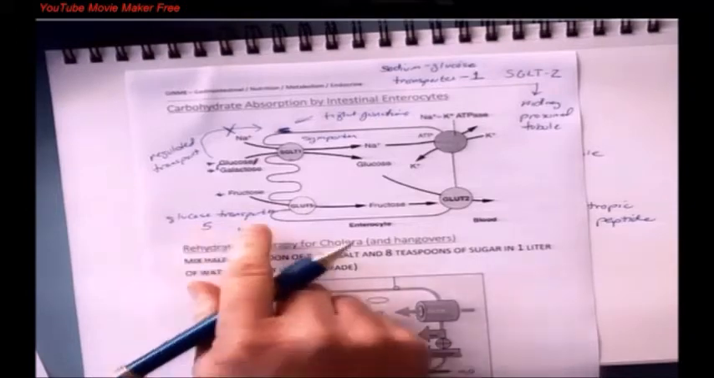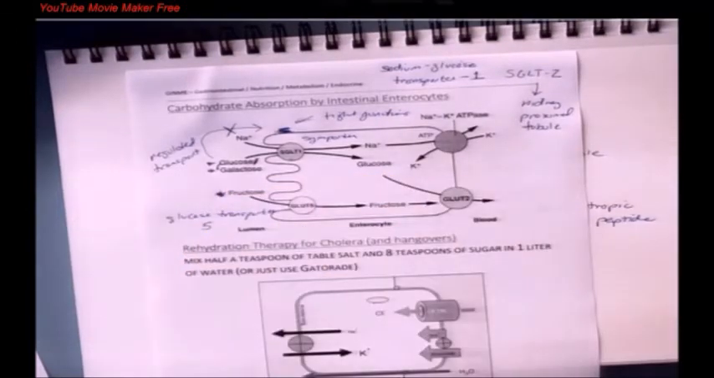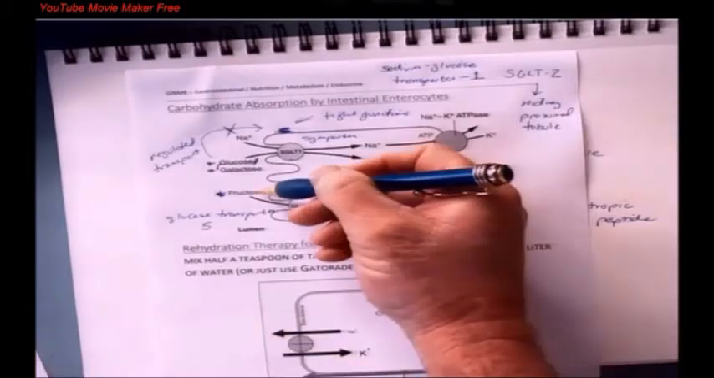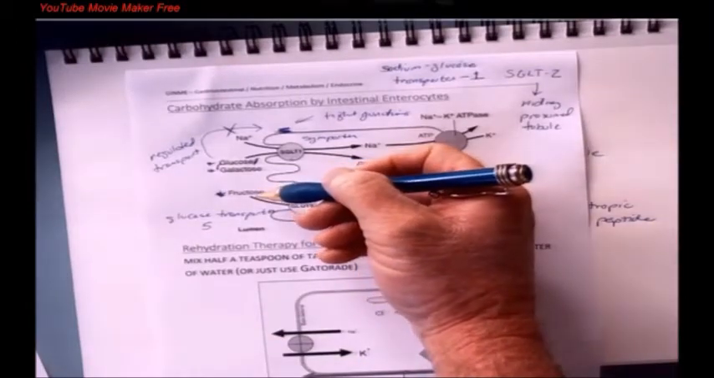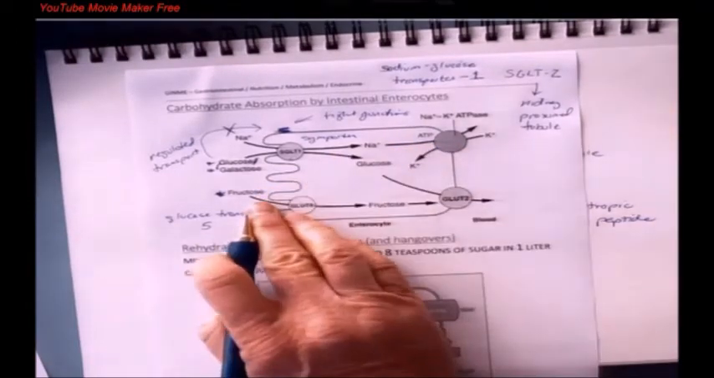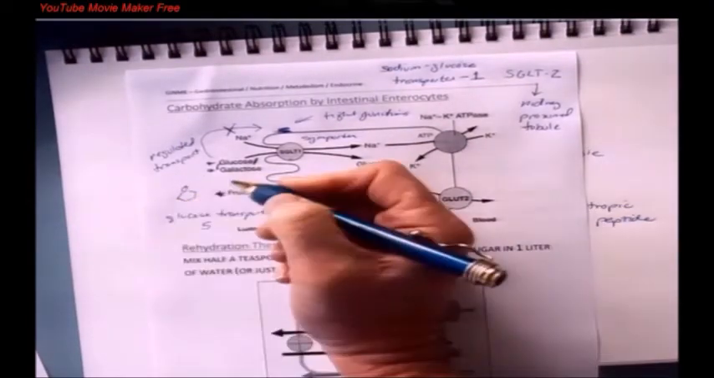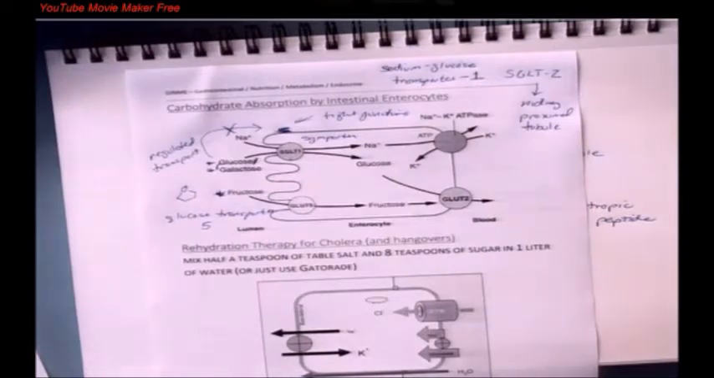GLUT5 is specific for fructose. It cannot take up glucose, and vice versa, the other glucose transporters cannot take up fructose. Simply because, remember, fructose is a 5-membered ring carbohydrate. And so structurally it's very, very different, and it has its own transporter.